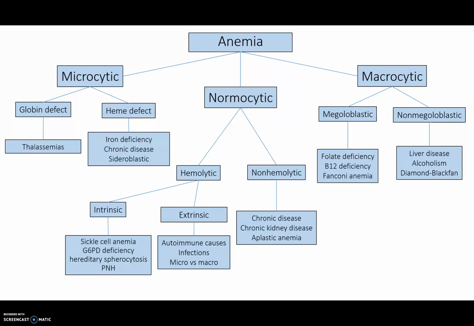And finally, this is a slide showing the relationships of each of those three categories that we talked about and different examples within each one.